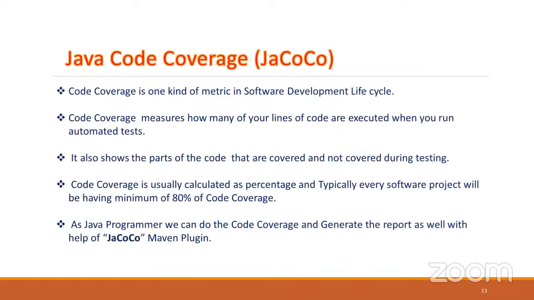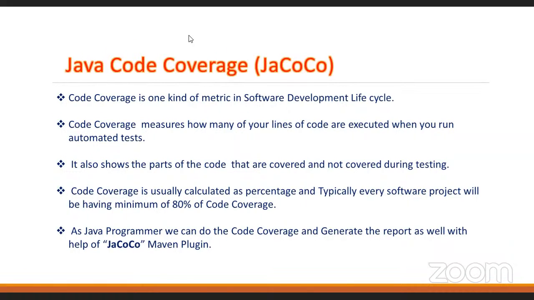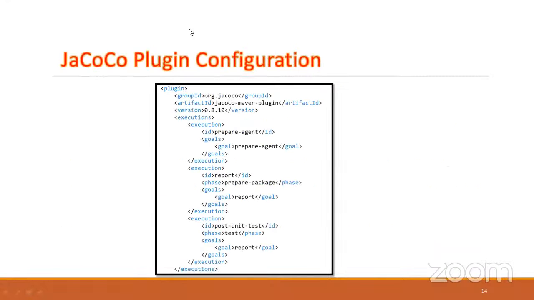If you wanted to get detailed information, like how many lines have been covered by your test cases, what the percentage is, and what code is not covered, then for the code that is not covered you need to write test cases, so that it becomes covered. This is one of the Maven plugins you need to configure in the pom.xml file.